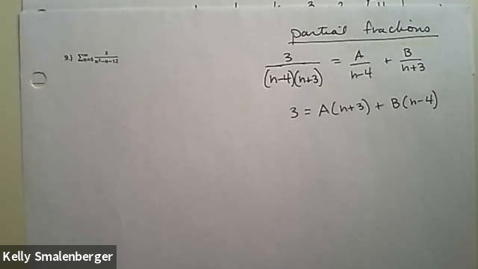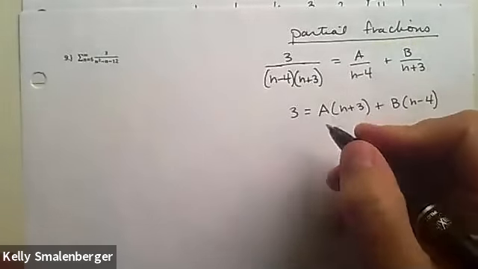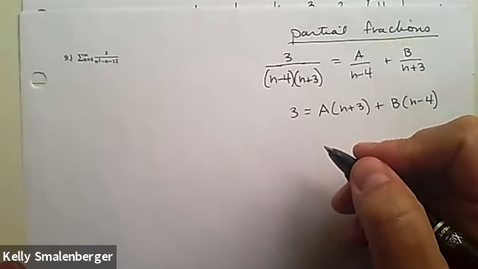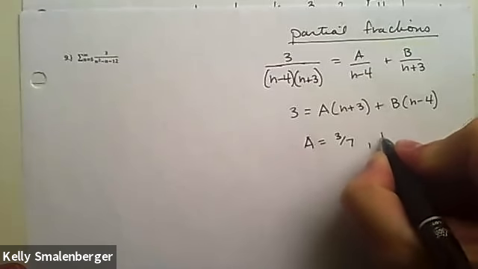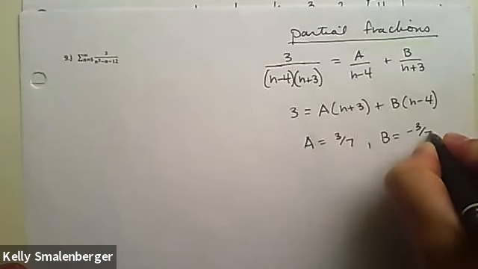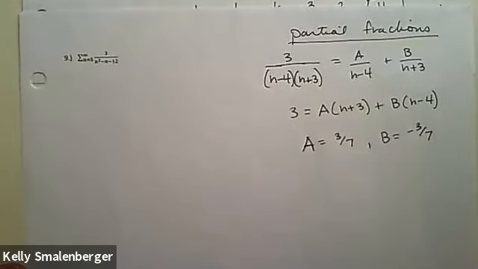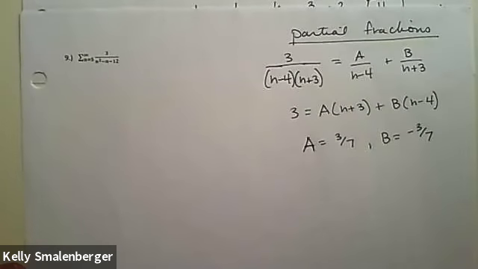You guys done? What'd you get, David? I can't hear you. I'm not quite finished yet. Okay, I got A equals 3 over 7 and B equals negative 3 over 7. Is that what you guys got? Good.